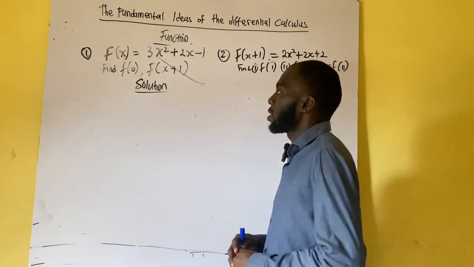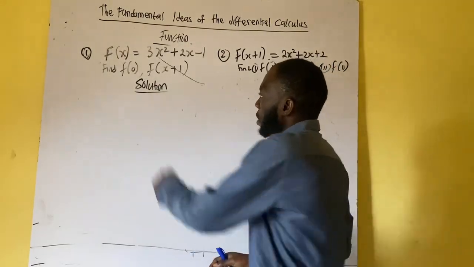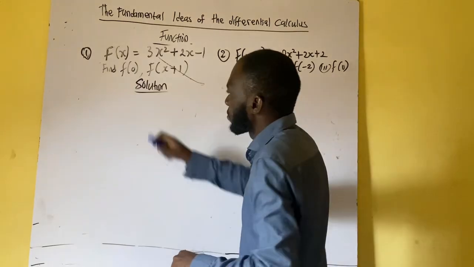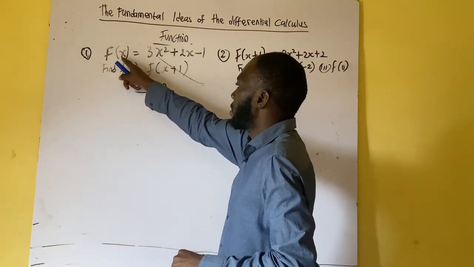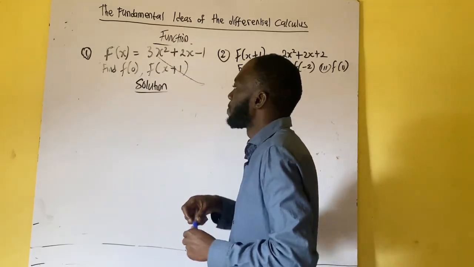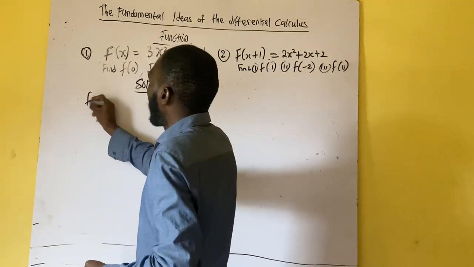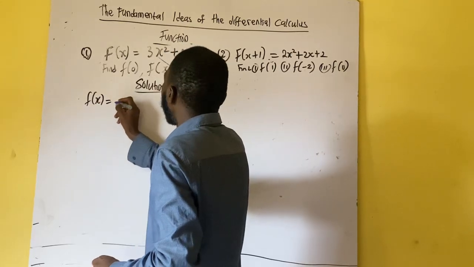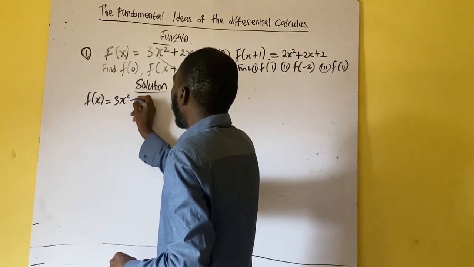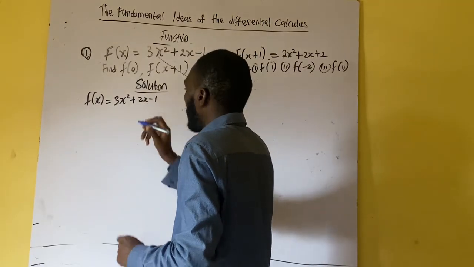Let's quickly look at this question and solve it together. Now look at this number one question. We have the function of x, so I have f of x equals 3x squared plus 2x minus 1.